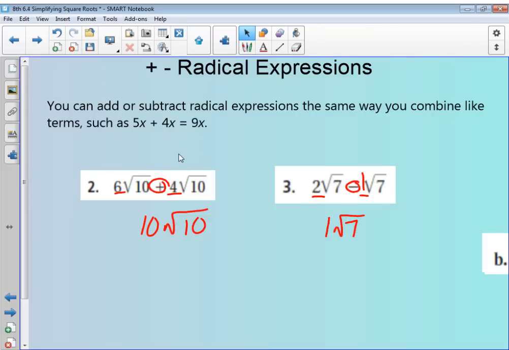So you should have gotten 10 square root of 10, and 1 times the square root of 7. Okay, so that's just simplifying radical expressions. Once again, as you evolve in math, you'll continue to work with these at a more advanced level. Right now, we're just going to simplify them.